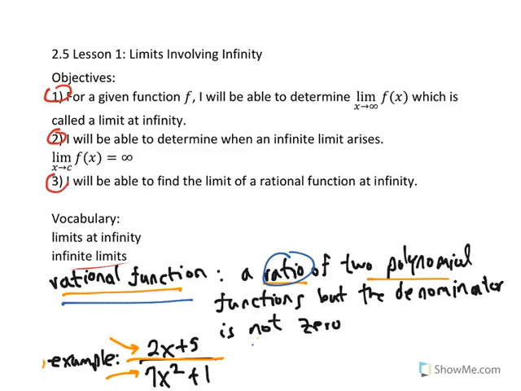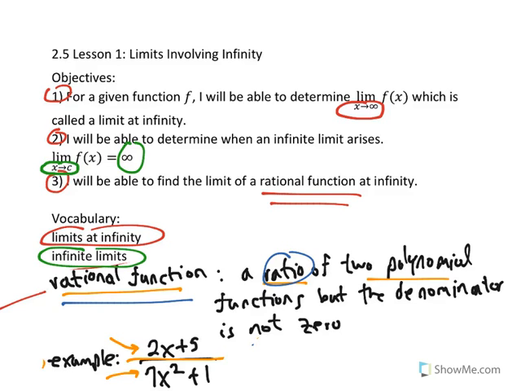So today we looked at these 3 objectives. In the first objective, we looked at how to find limits at infinity when the input values were approaching infinity. And in the second objective, we looked at how to find infinite limits. The input value was approaching a particular number, and the output values were going to infinity or negative infinity. So those are called infinite limits. And in the third objective, we looked at how to find the limit of a rational function at infinity.